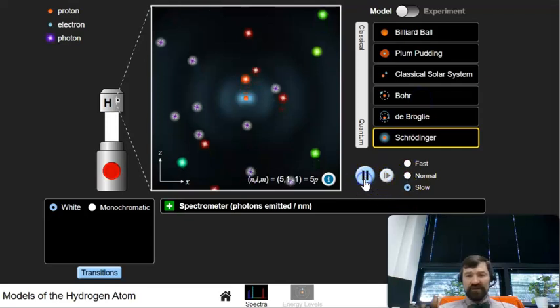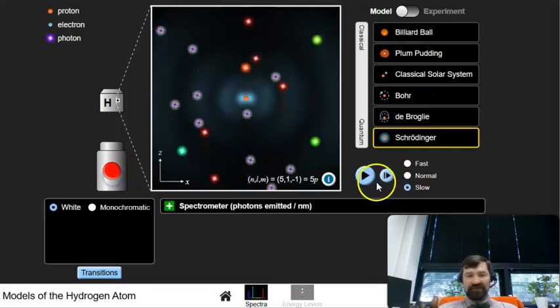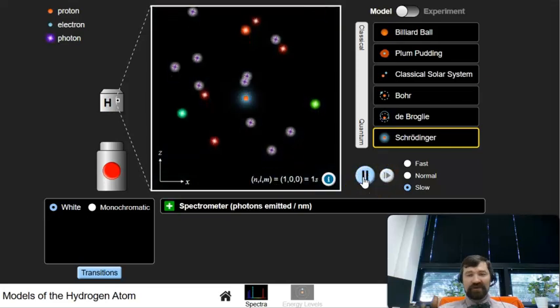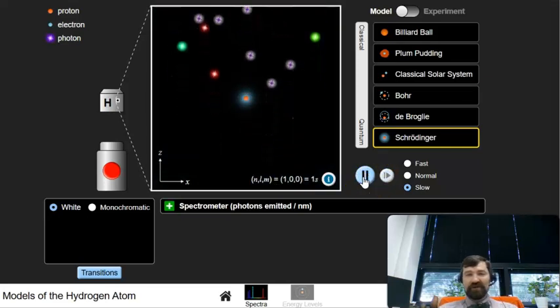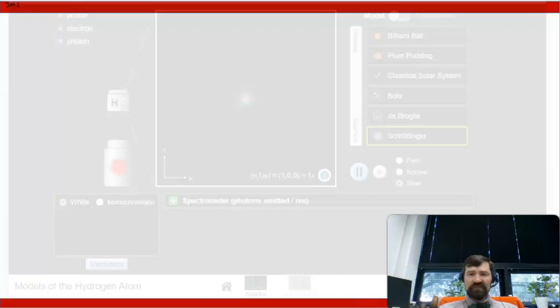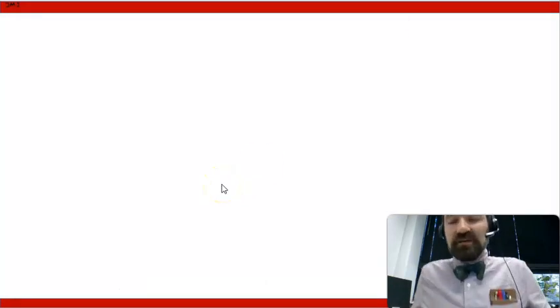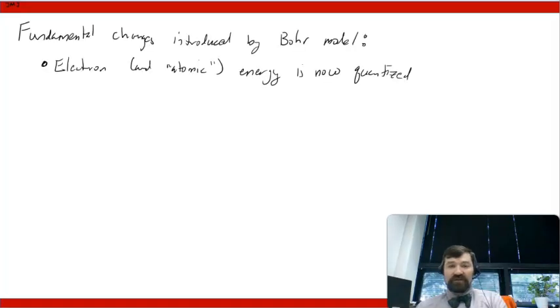All right. Now if I turn off the light source and let it keep running, there it's emitted one in a random direction and fallen back to the ground state. So that's the Schrödinger model. Again, the main thing that we're looking at here is the Bohr model. What I should note is the other thing that the Bohr model has added, kind of a fundamental contribution. First is that electron and thus atomic energy is now quantized.